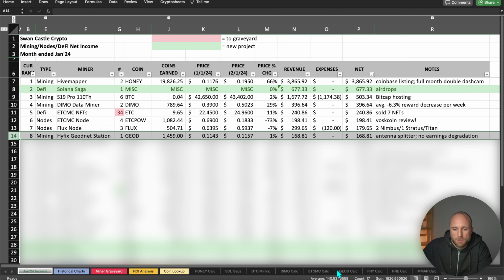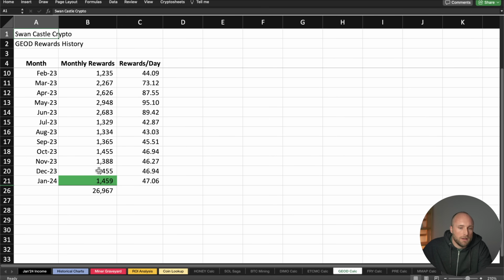If we go over to the geode calc tab, you can see here are my average rewards per day. Right now, I'm coming in at just over 47 tokens per day. The max is 48 per day. But historically, I've always been well under the max.